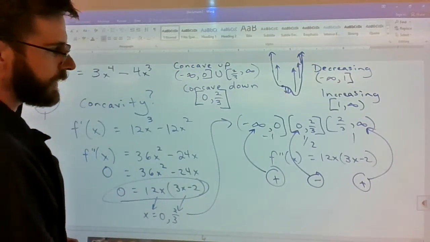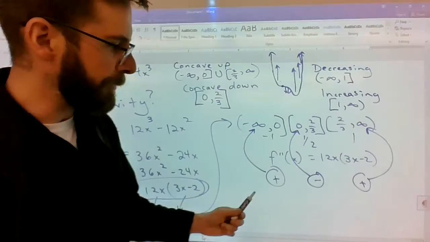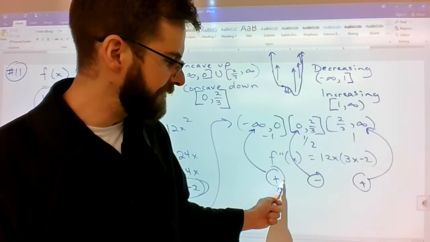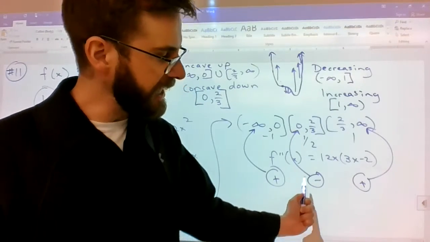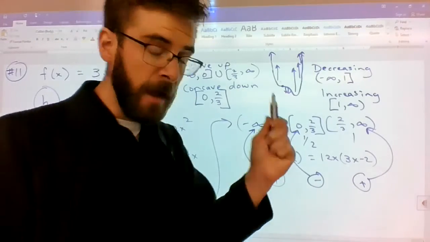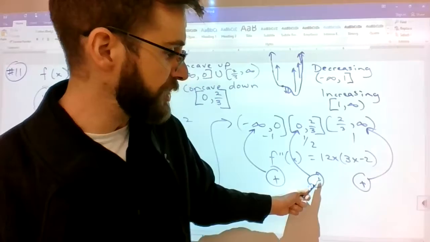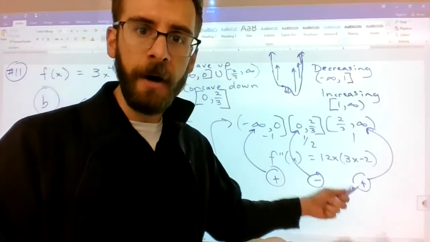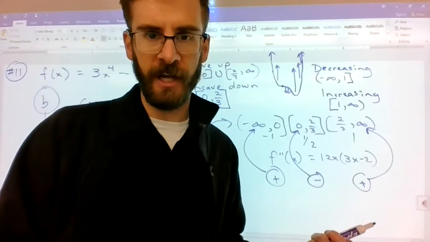All right, last thing. What are the points of inflection? They're the places where you change from concave up to concave down. So 0 is a point of inflection, but so is 2/3, because changing from concave down to concave up also satisfies the point of inflection definition.